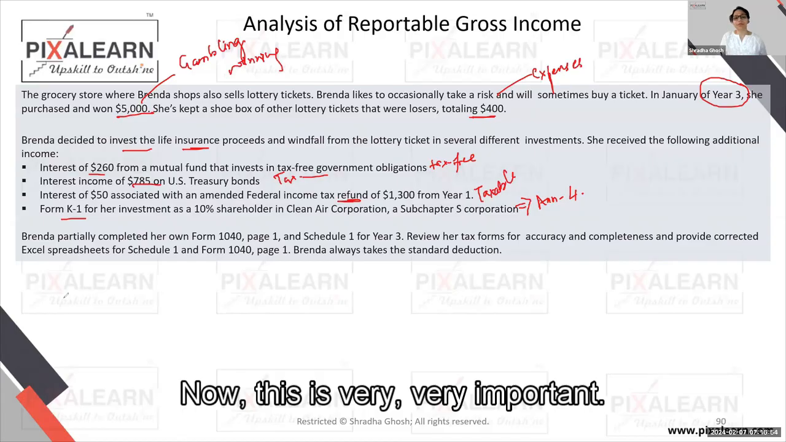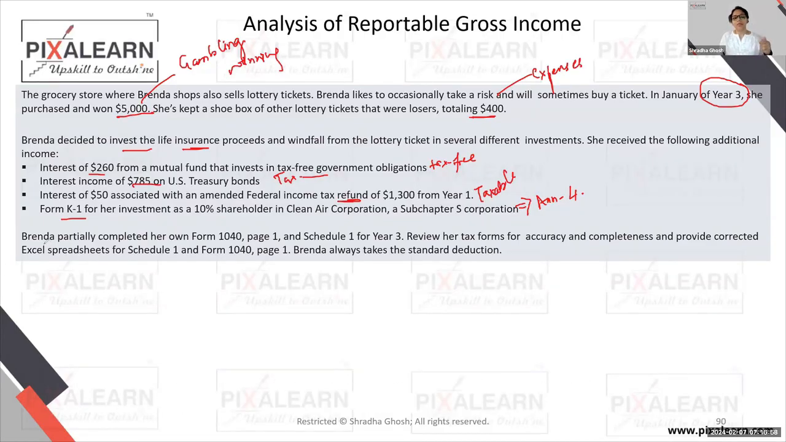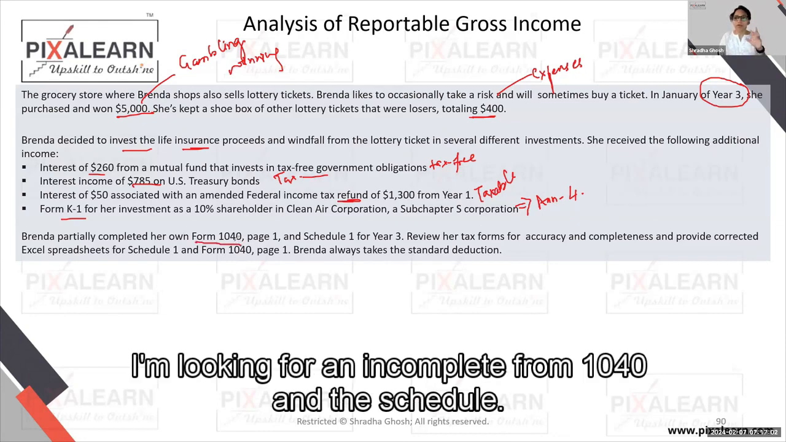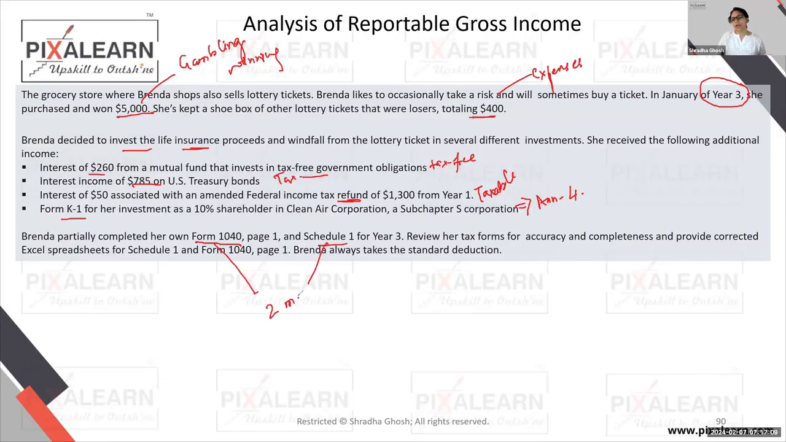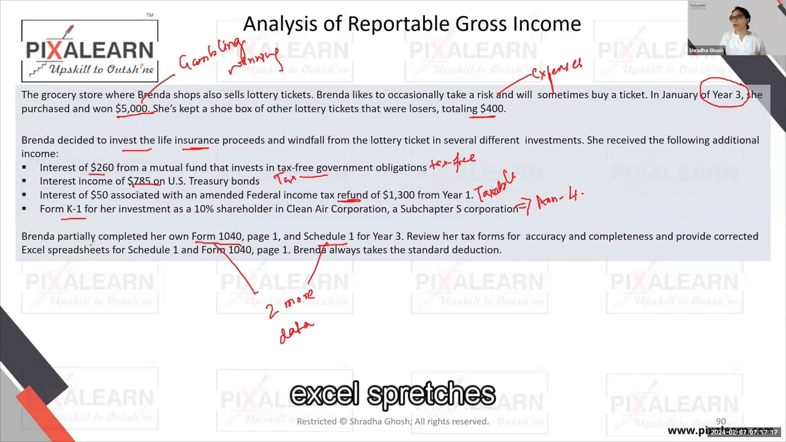Now, this is very, very important. Jasmine, just give me a moment. Let me finish this. Brenda partially completed her own Form 1040. So I'm looking for an incomplete Form 1040 and the schedule. So I know that there will be 2 more data given to me. Review her tax forms for accuracy and completeness and provide corrected Excel spreadsheets of both Schedule 1 and Form 1040.